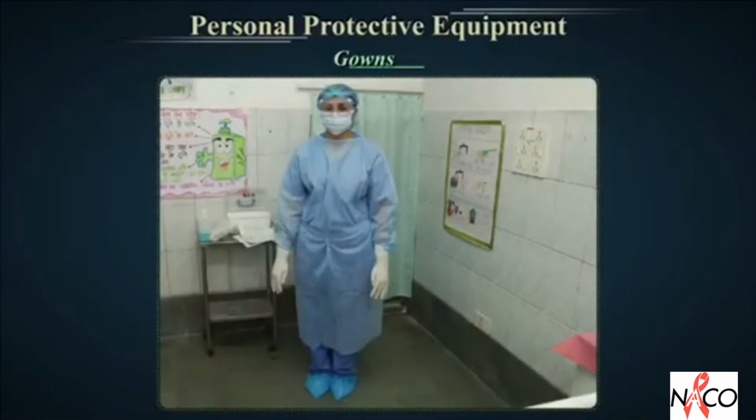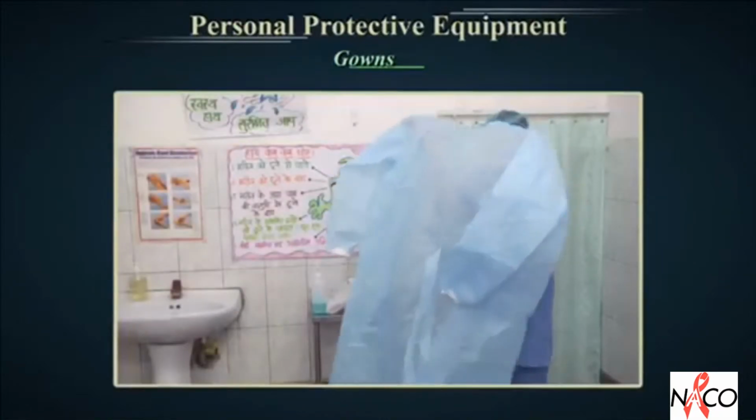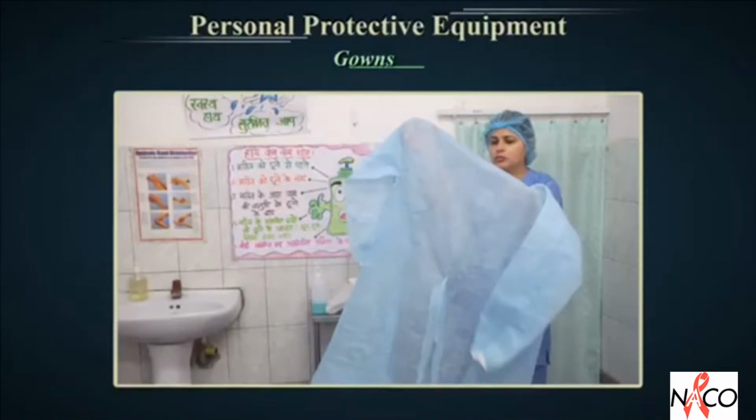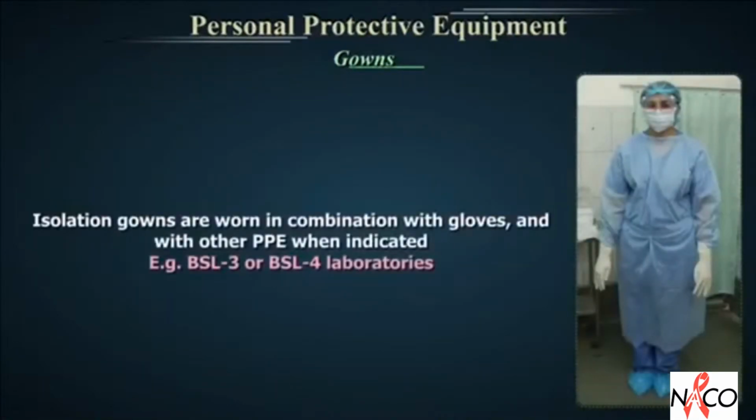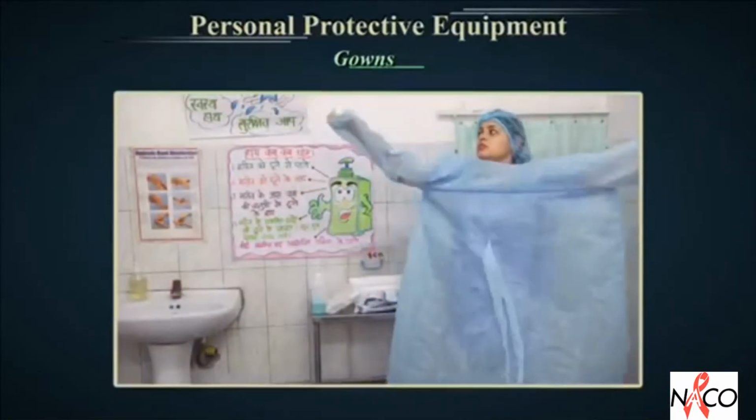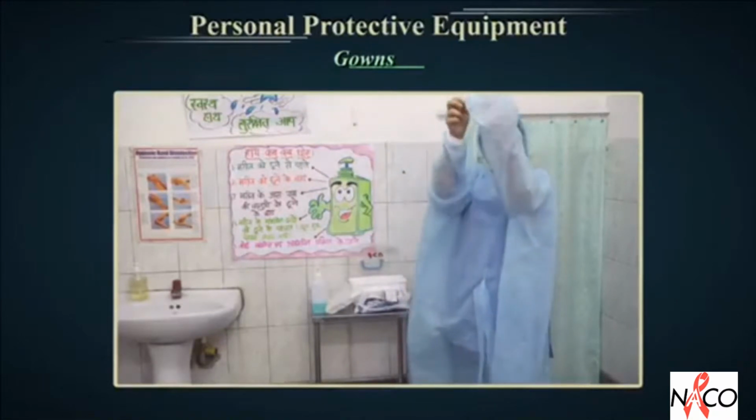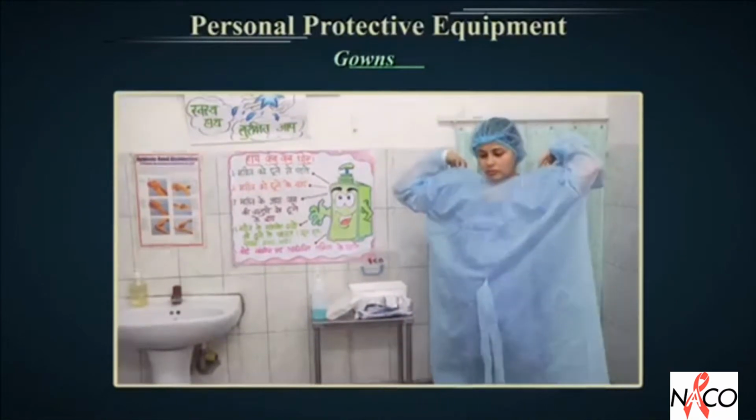A clean non-sterile apron or gown is generally adequate to protect skin and prevent soiling of clothes during procedures and patient care activities that are likely to generate splashing or sprays of blood or body fluids. When applying standard precautions, an isolation gown is worn when contact with blood or body fluids is anticipated. Isolation gowns are worn in combination with gloves and with other PPE when indicated, for example, BSL-3 or BSL-4 laboratories. The gown should fully cover arms and body front from neck to the mid-thigh or below.